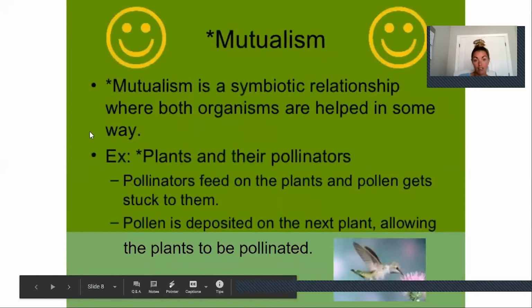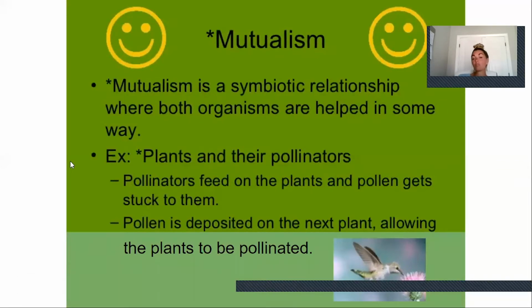Let's move on to mutualism. Mutualism is a symbiotic relationship where both organisms are helped in some way. So this would be an example of our honeybee and flower. So this is a healthy relationship, right? So an example would be plants and their pollinators.